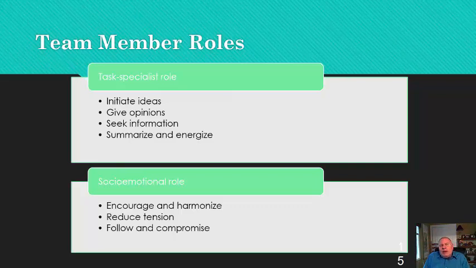And then everybody on a team, now remember, if you're a group working, it's all about task specialists, okay? And in a team, you sort of have this social emotional role where you have to play with other people. And that means there's a component of encouragement. How can we work together, bringing people in? How can we make sure there's no tension? And how can we follow and compromise?